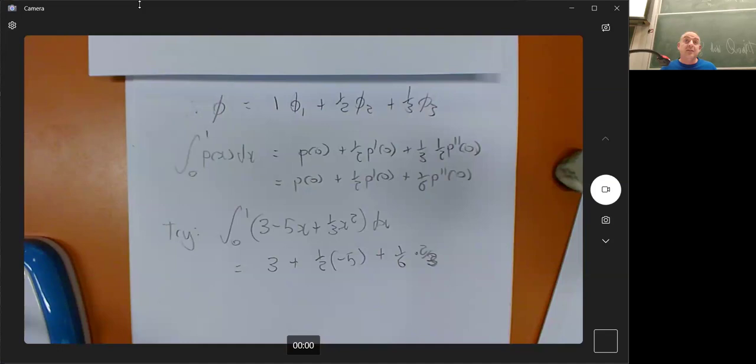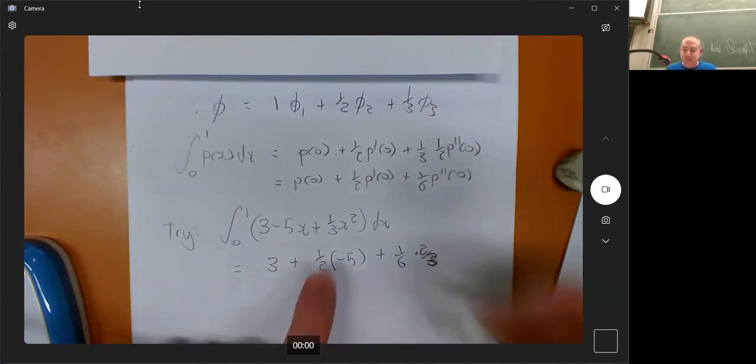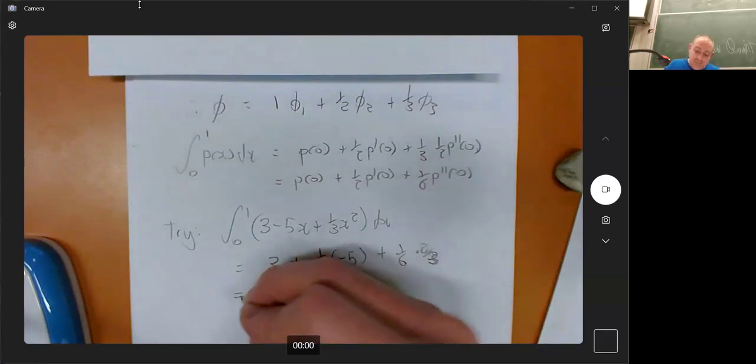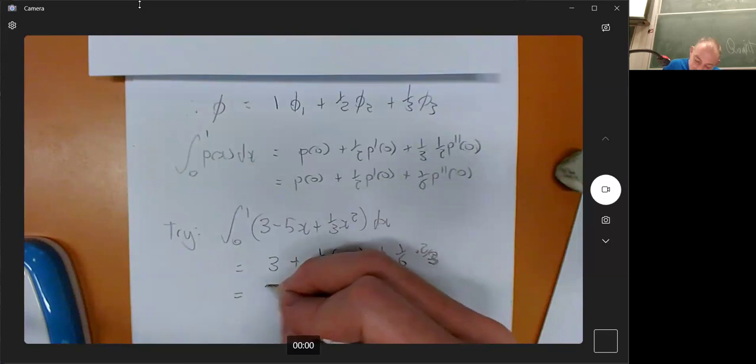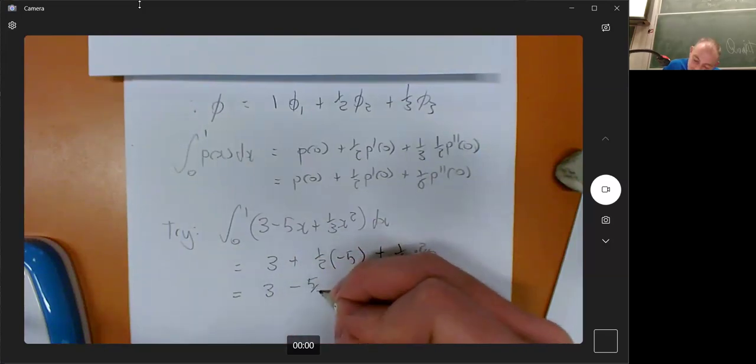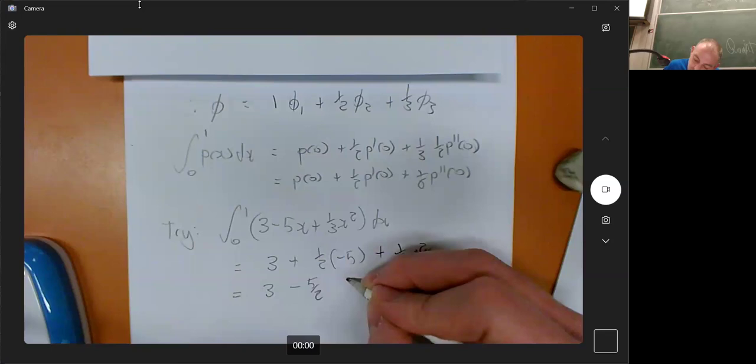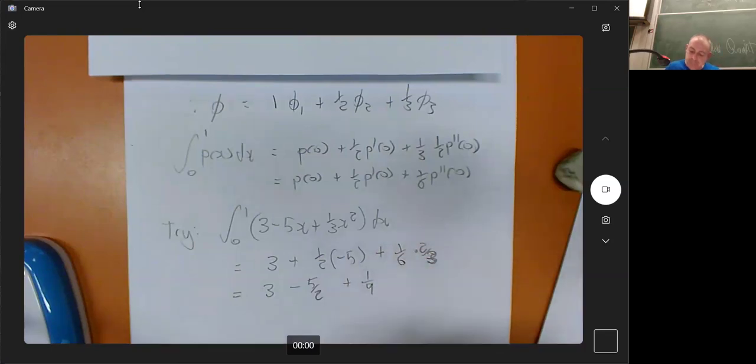Which makes perfect sense, because this is exactly what you get when you integrate it, like the third, oh wow. But anyway, so that is the answer. That is great. This is apparently 3 minus 5 over 2 plus a ninth. That is, wow.